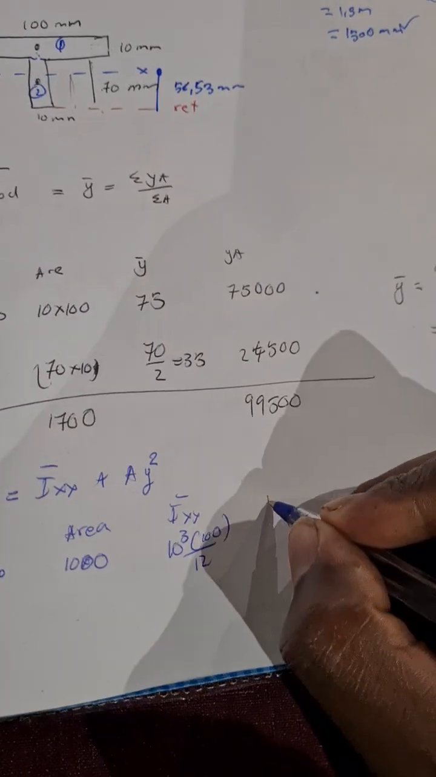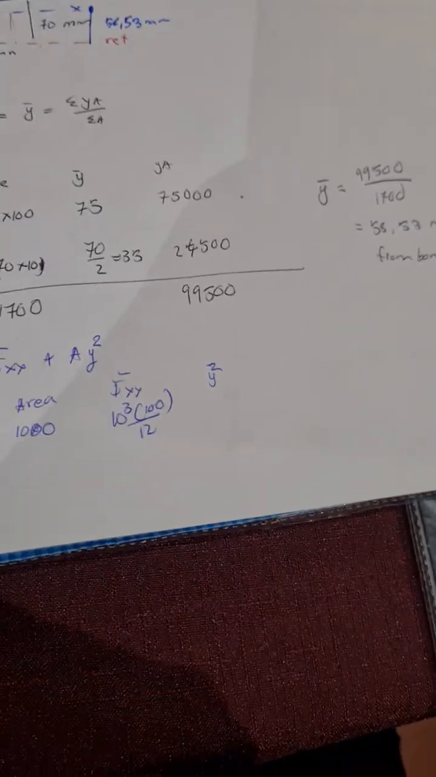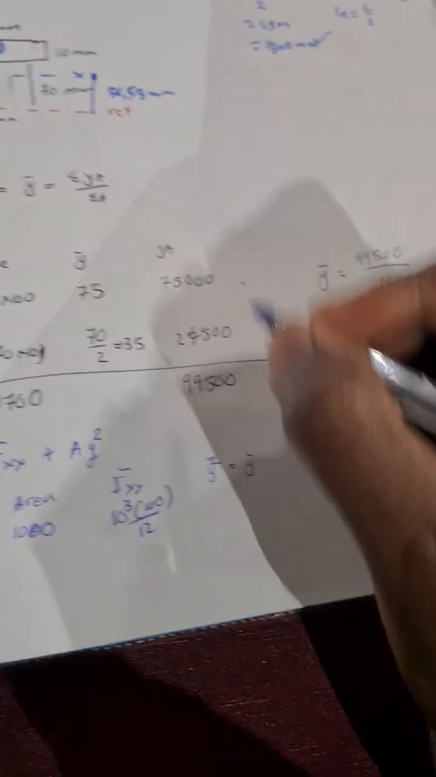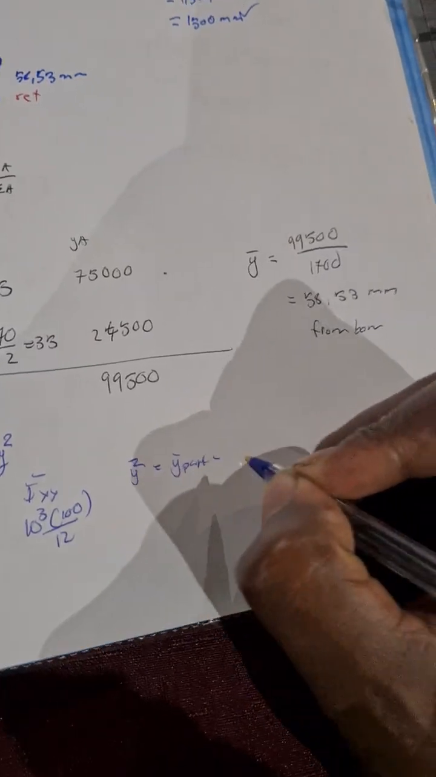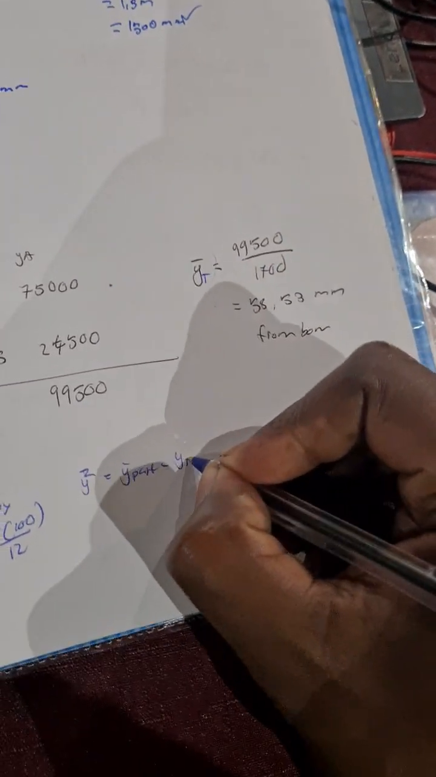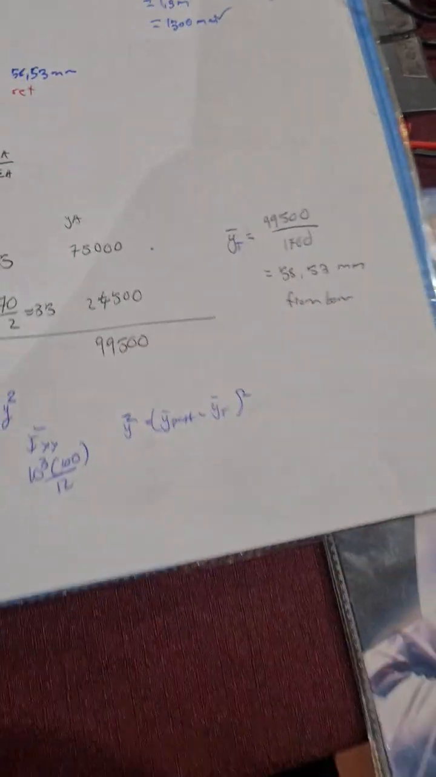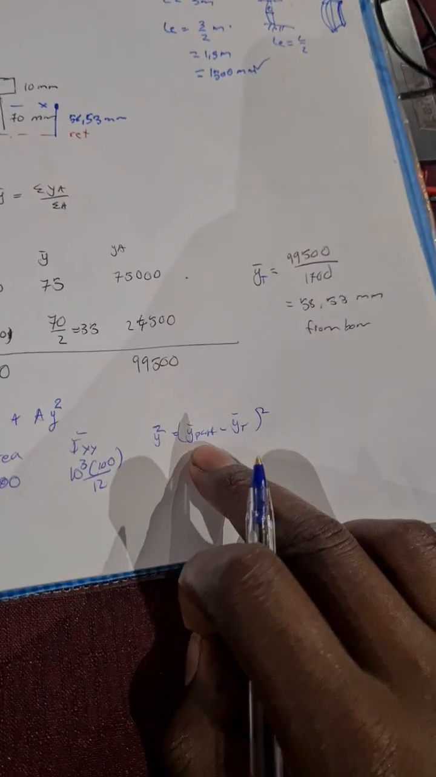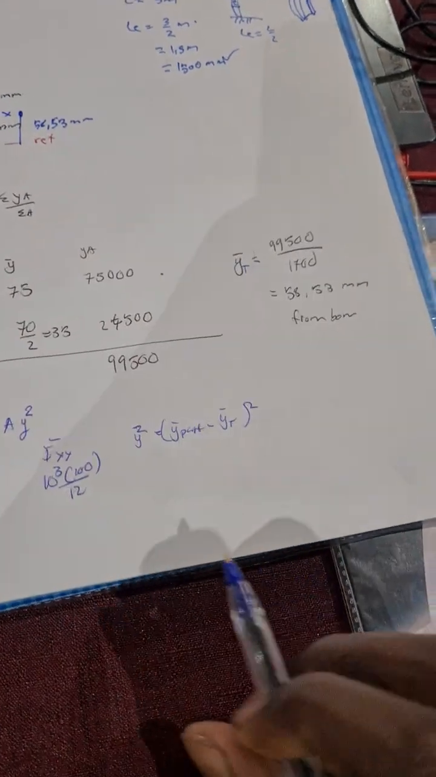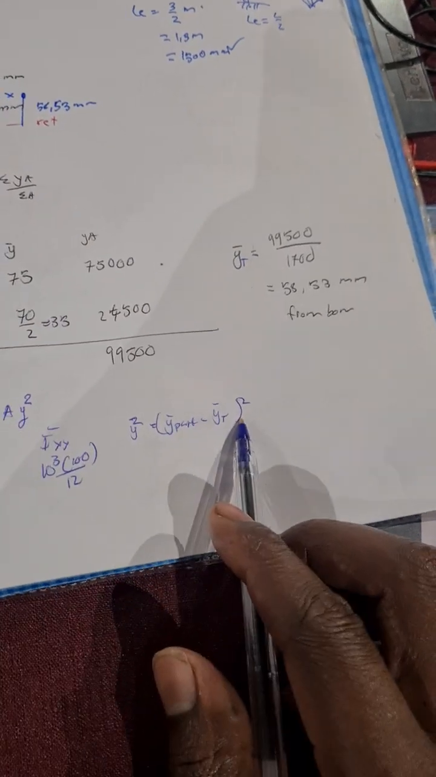Then what else? We need y bar squared. And we know from previously, it's just y of the part minus y total, all squared. Always, it's always like this: y of the part, y total.